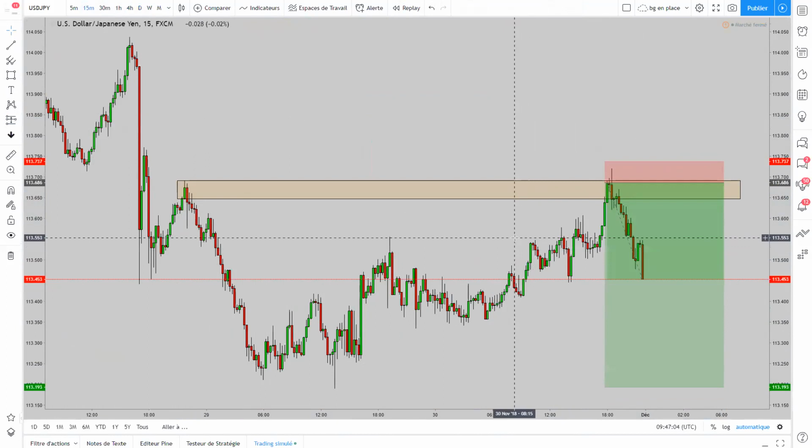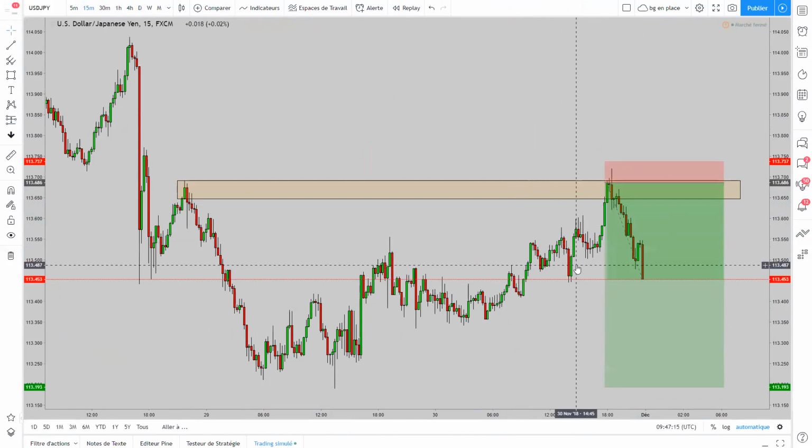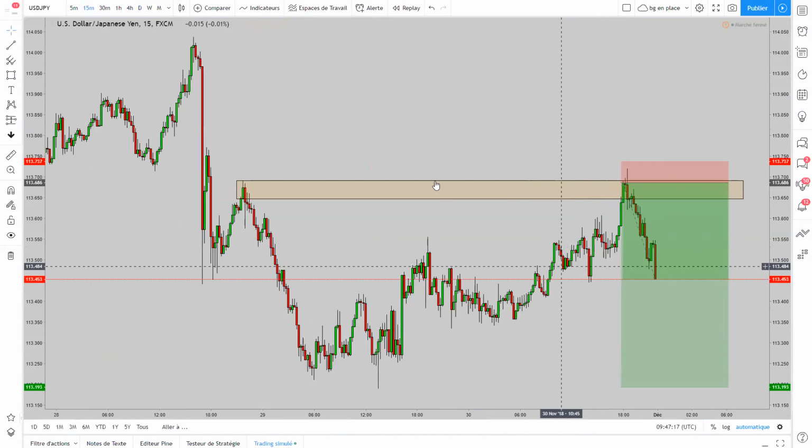And the trade works. That's the magic of supply and demand. So you have this trade running with a nice risk ratio. Wow. So next week we can see it falling.